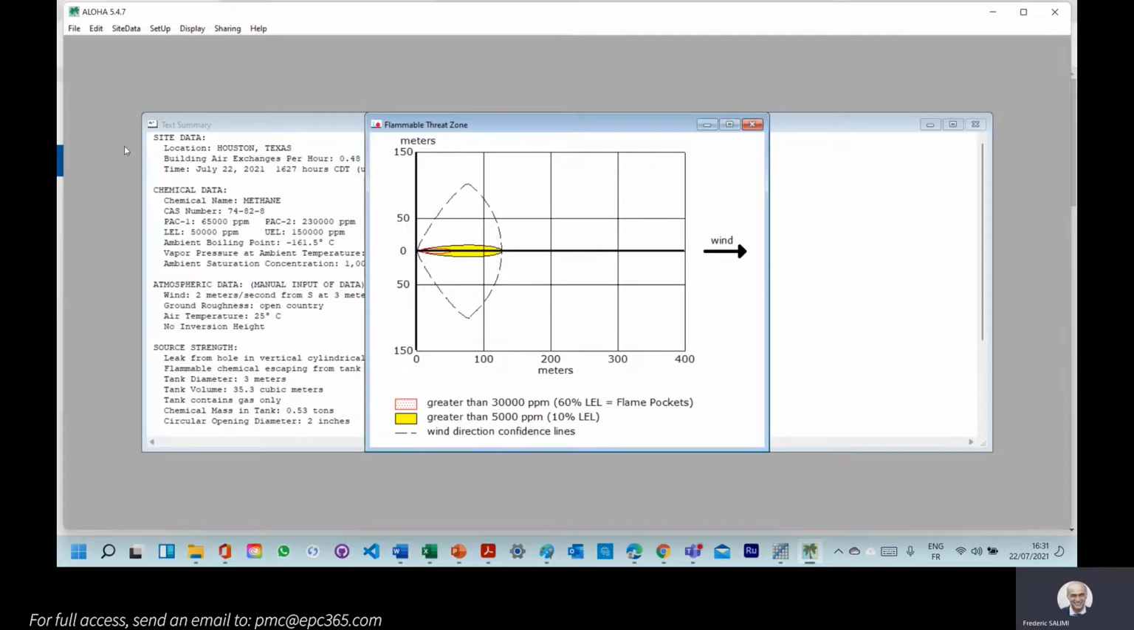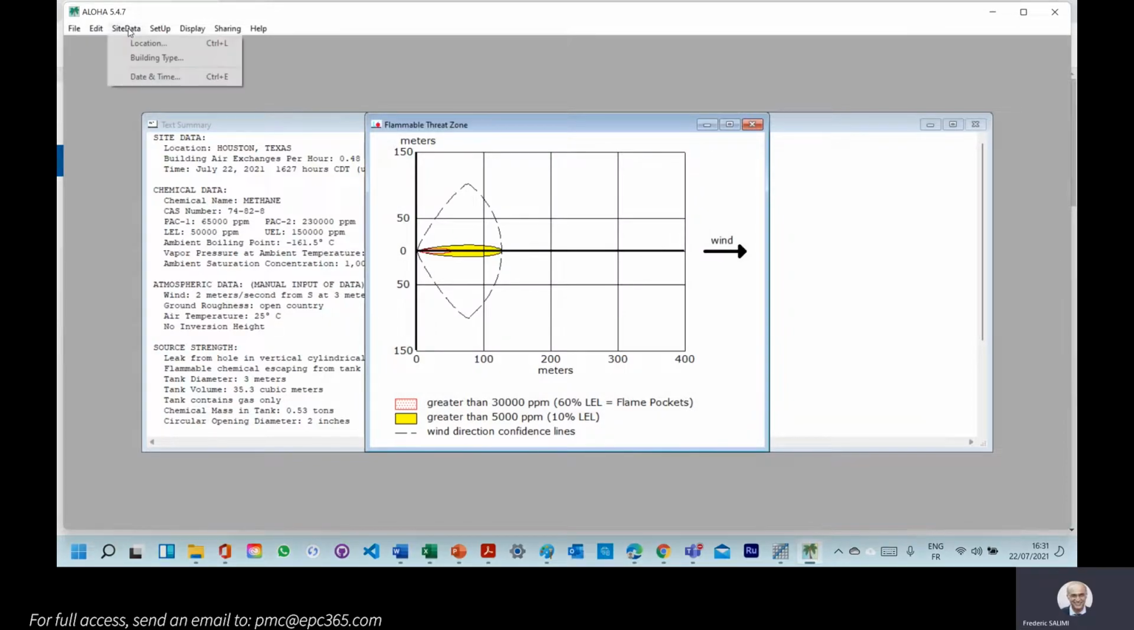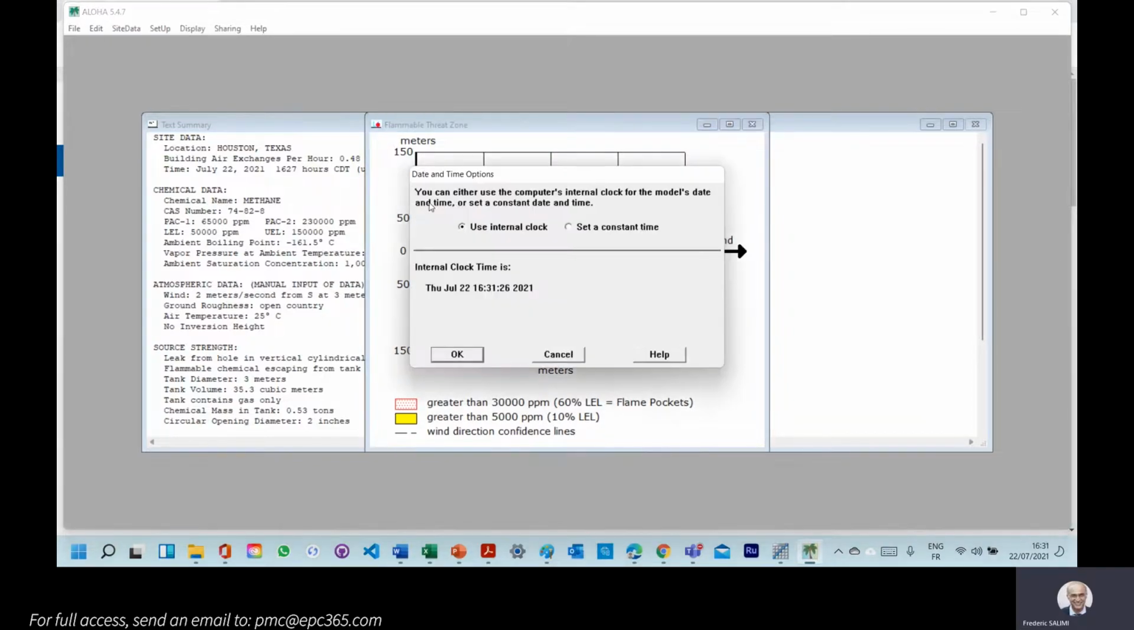ALOHA software. Basically, when you enter ALOHA, you can insert the location. You can add a new location. And also, if there is an accident, you can set the date and time, and then you can simulate and write the lessons learned from that.